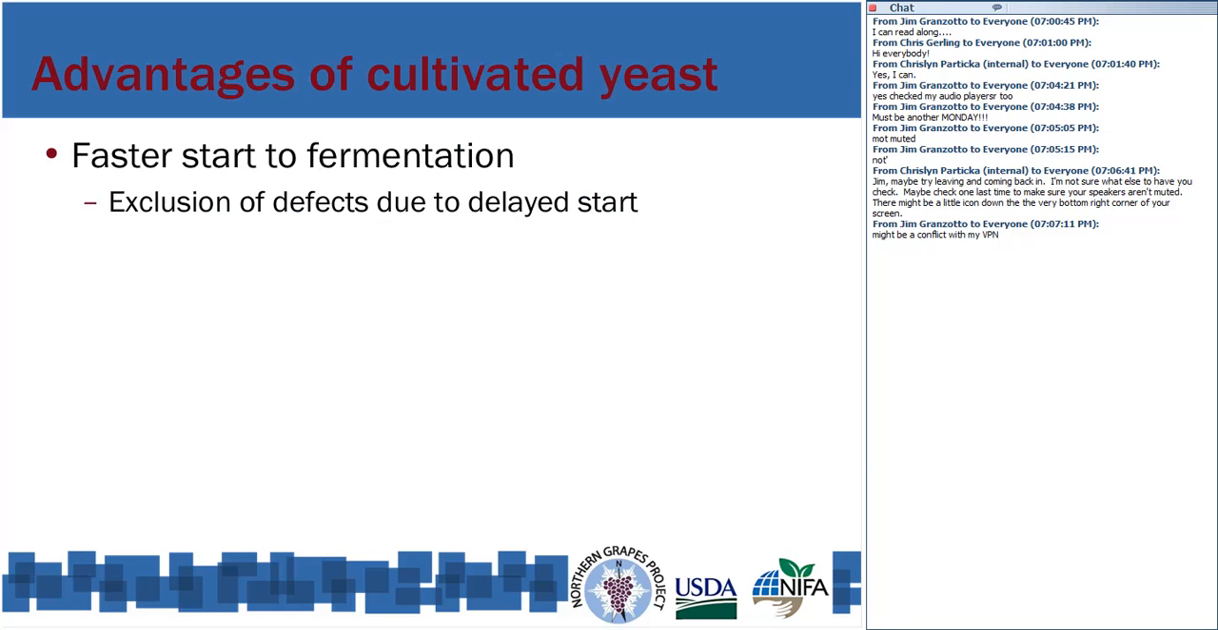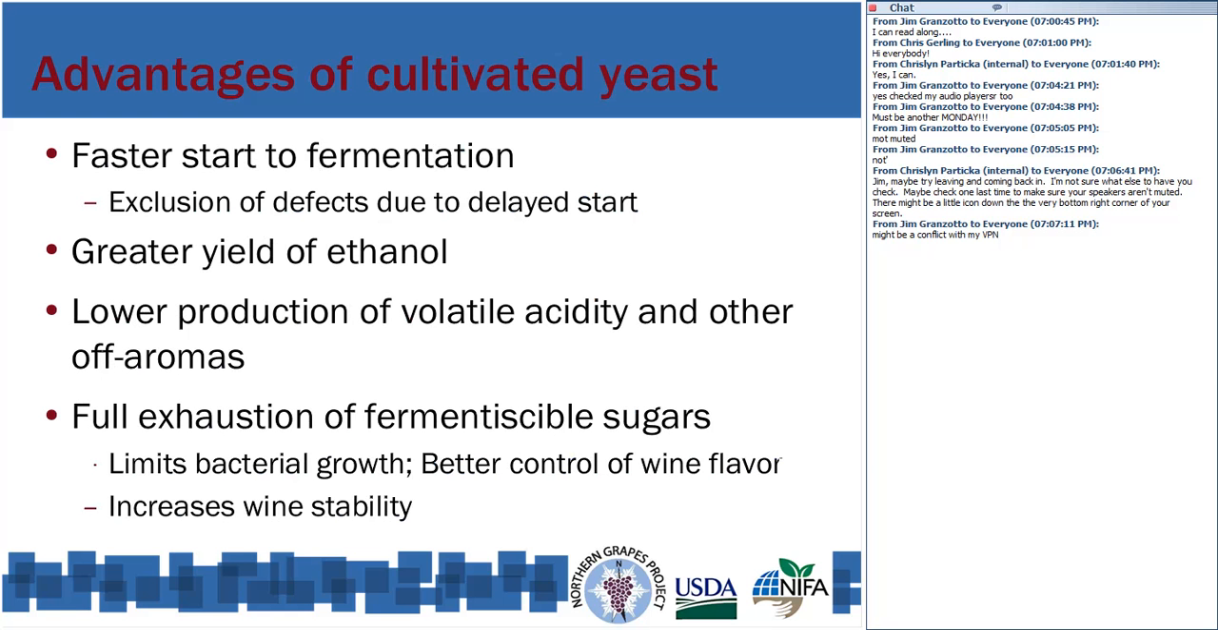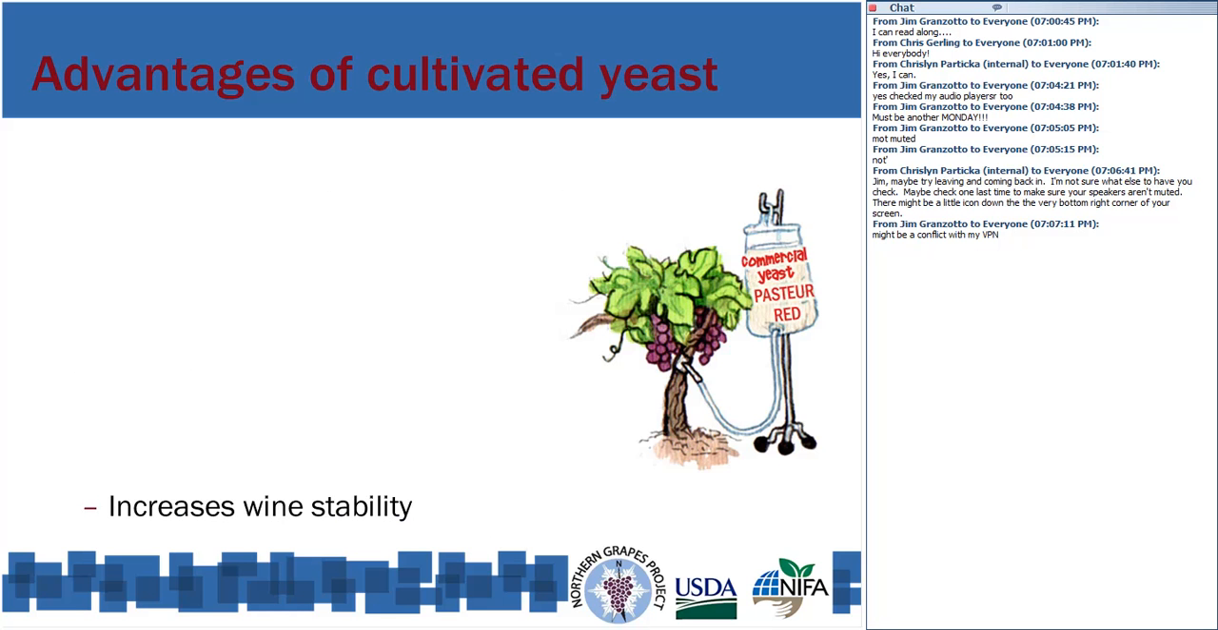But for now, to summarize some of the advantages of using cultivated yeast or active dry yeast: you get a faster start to fermentation, so you exclude some of the defects due to a delayed start. You get a greater yield of ethanol, as cultivated yeast are usually more efficient at converting sugar to ethanol. You get a lower production of volatile acidity and other off aromas. You get full exhaustion of fermentable sugars, so usually you don't have stuck fermentations where residual sugar at the end can then be used as a carbohydrate for bacteria growth and lead to other instability issues.